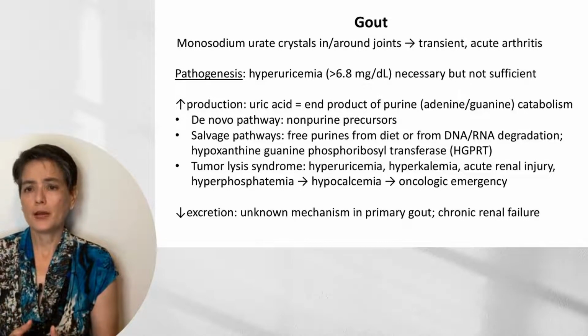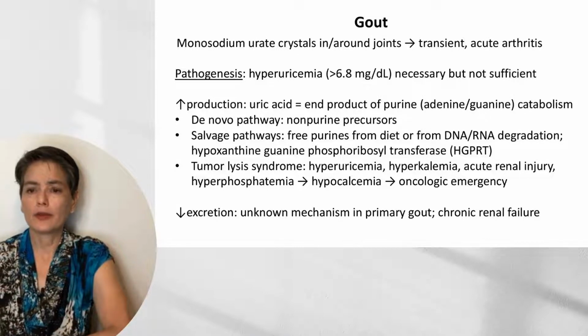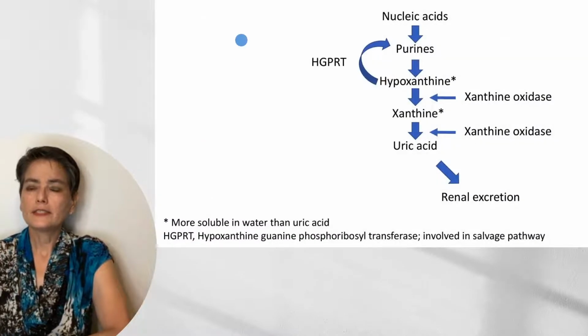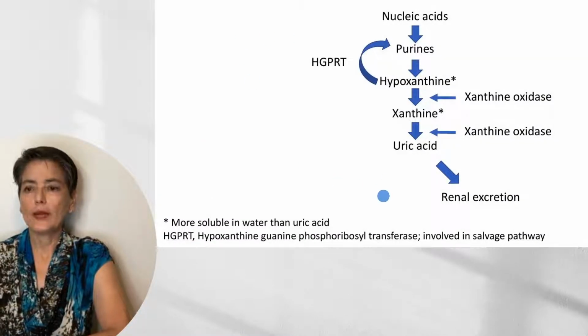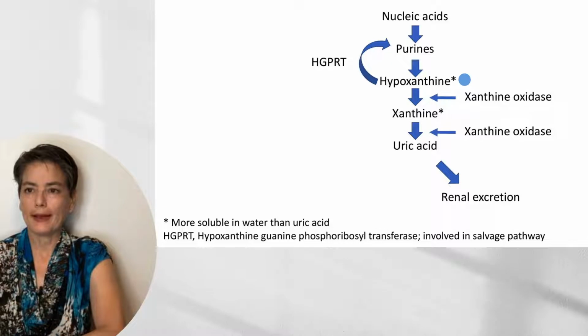We can also see hyperuricemia due to decreased excretion. We don't know the mechanism for this, but this is the most common cause in primary gout. We can also see decreased excretion in chronic renal failure. So let's take a look here to see how we actually get to uric acid and what happens to it. This is very abbreviated, the pathway from nucleic acids to purines, and then we get to hypoxanthine, and it becomes a little bit more straightforward after this.